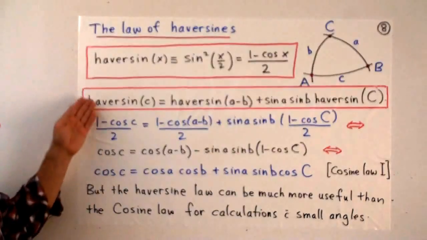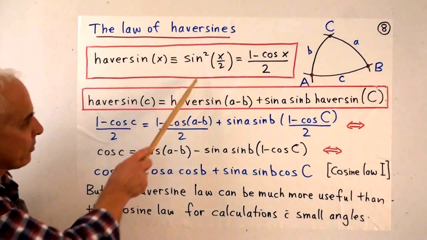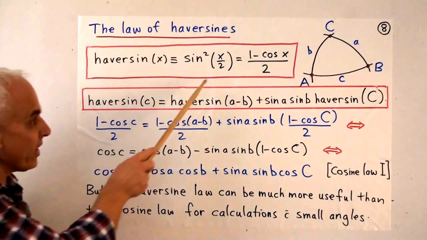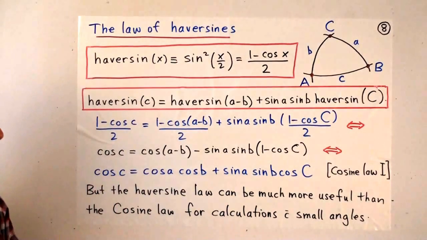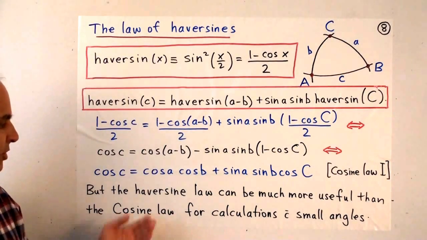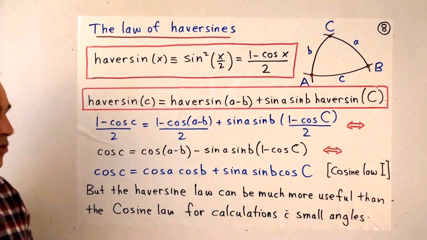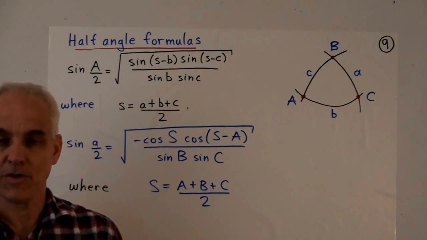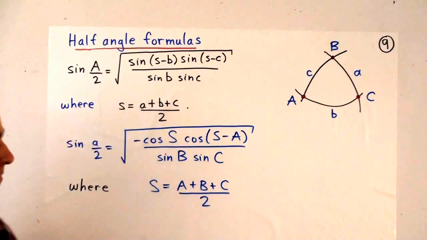So the advantage with this thing here is that you're replacing the cosine with, well, essentially a sine of x over 2. So when x is small, this is also small, and so it's more sensitive to small quantities. So in actual practice, it's quite a common formula for calculations. There's quite a lot of formulas that have half angles involved in them.